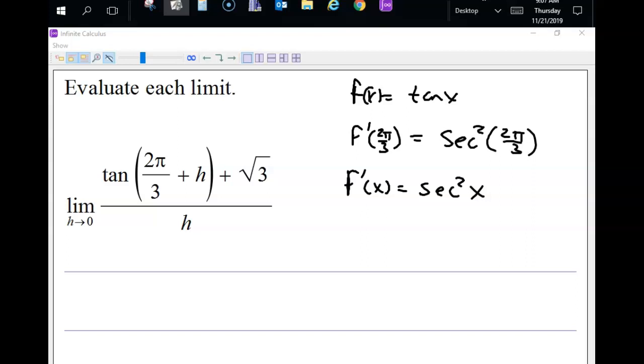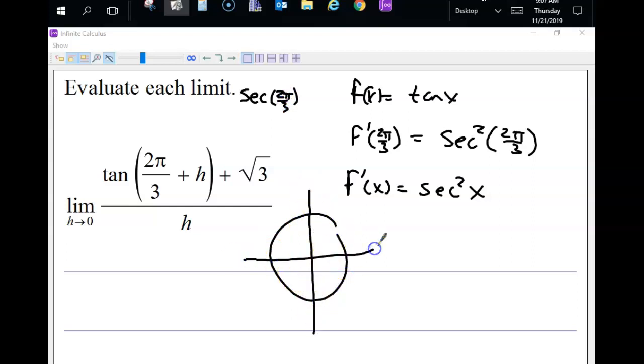Okay, so check it out. So secant is the reciprocal of cosine, right? So I'm going to find secant of 2 pi over 3. On the unit circle, where's 2 pi over 3? Second quadrant? First top. There we go, it's right there.